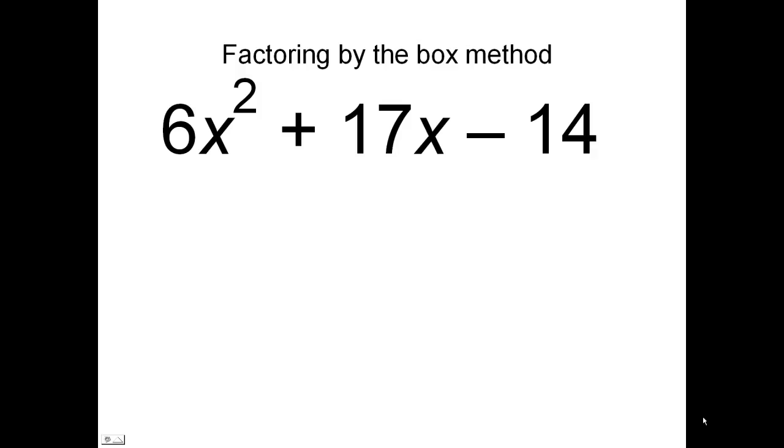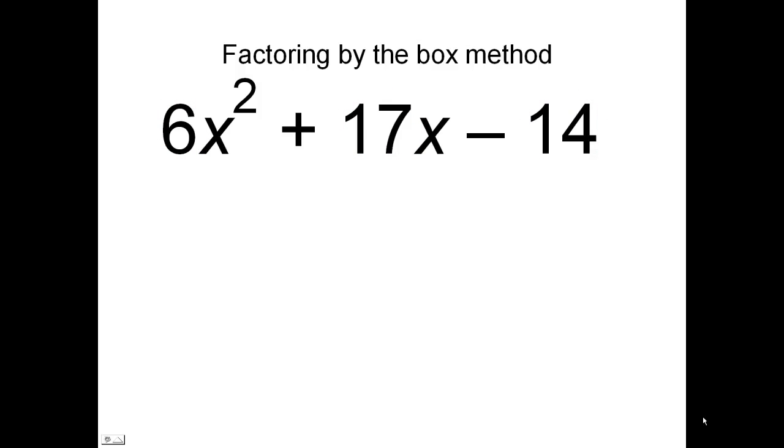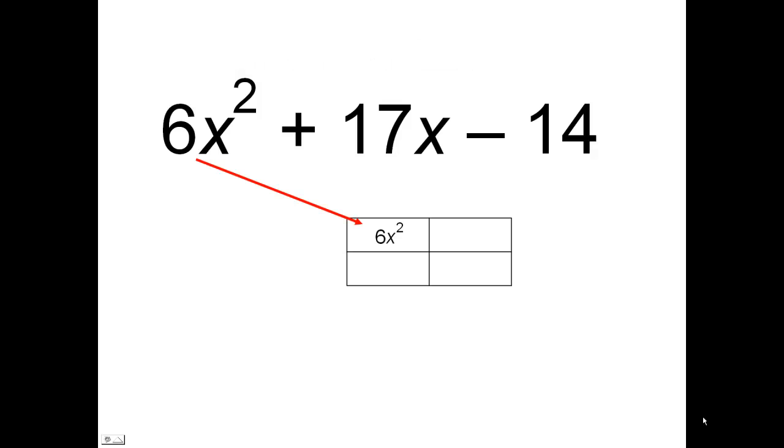For example 3, we're going to factor 6x squared plus 17x minus 14. First thing we need to do is check, will anything factor out of all the terms? Between the coefficients 6, 17, and the constant negative 14, nothing will factor out. They're all relatively prime. And between the x squared, the x, and there's no x on the third term, nothing will factor out.